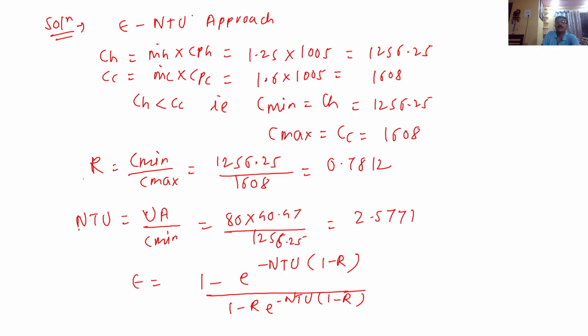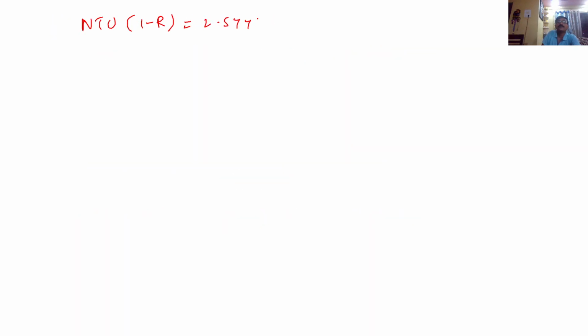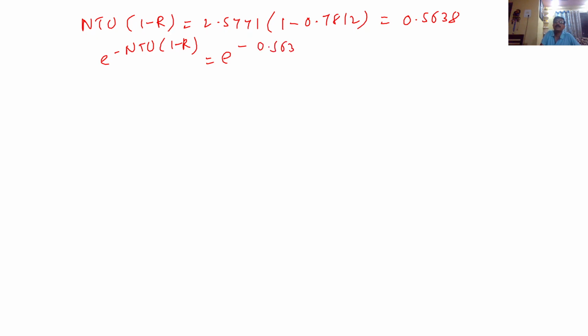So let's do it first. NTU (1 minus R). NTU value is 2.5771. 1 minus R is 0.7812. If I solve this, it comes as 0.5638. So e raised to minus NTU (1 minus R), if I put the value of 0.5638, I will get the answer as 0.5690. Okay. Now let's go to the epsilon value.